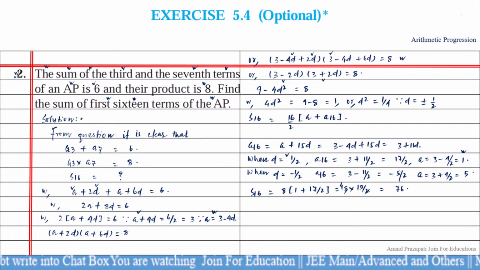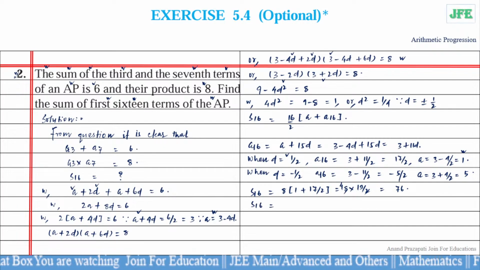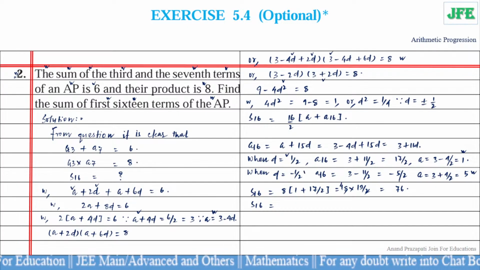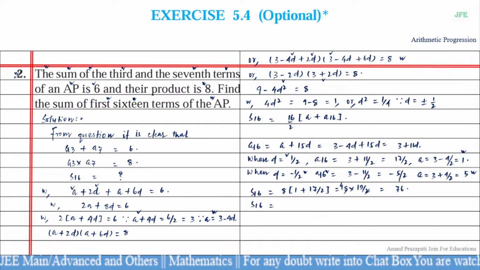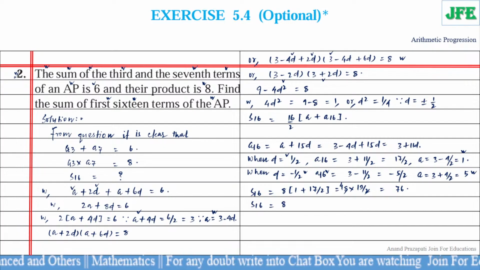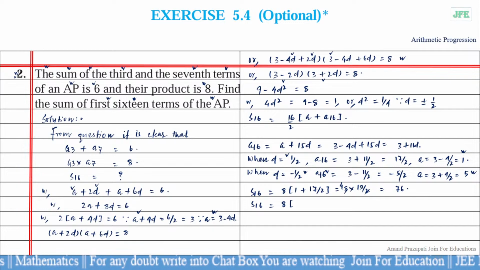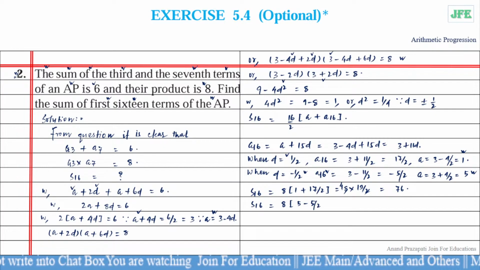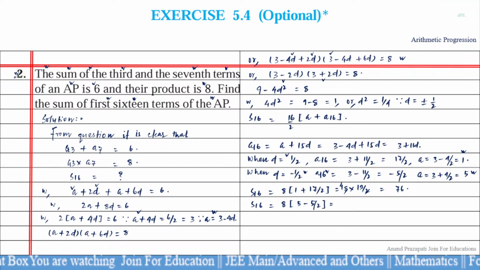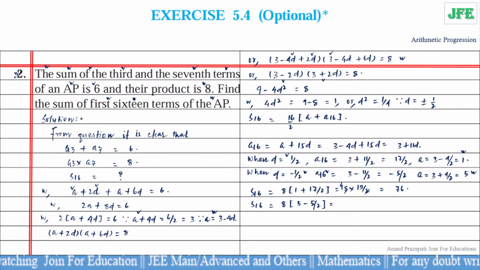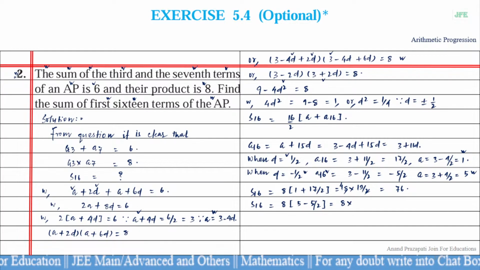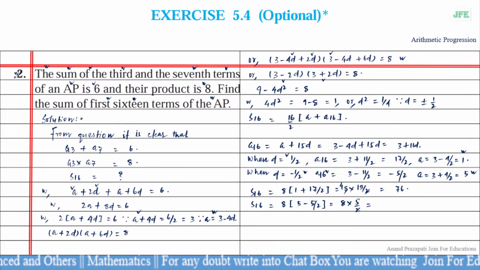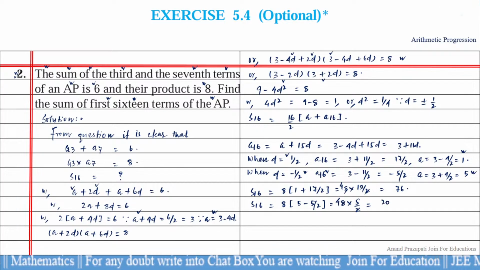Again S16, when a equal to 5 and d equal to minus 1 by 2, or a16 equal to minus 5 by 2. So we write down here 8 and 5 minus 5 by 2 equal to, this one will be 10 minus 5 equal to 5 by 2. So we write down here 8 into 5 by 2. 2 fours are 8, then we get here 20.